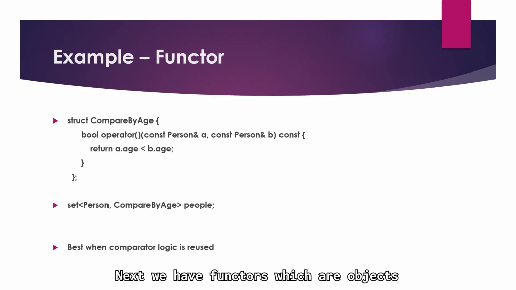Next, we have functors, which are objects that overload the function call operator. In this example, we define a compare by age functor that compares two person objects by their age. We then use this functor in a set, ensuring the elements are ordered by age. Functors are particularly useful when the comparison logic is more complex or needs to be reused multiple times. Unlike lambdas, functors can also maintain state, making them more flexible for complex use cases.